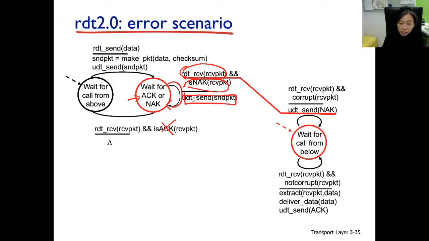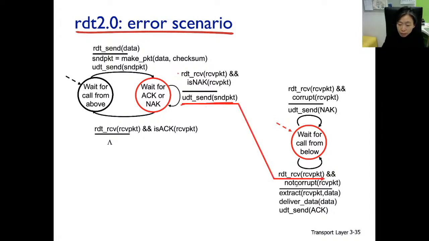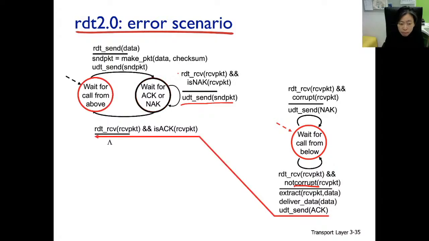So UDT send packet is what? Retransmission of the send packet generated earlier. Okay, and the sender here stays in the wait for ACK or NACK state. So this is taken and the packet is being sent again. But the second time, yeah, we're lucky. The second time it's not corrupted, therefore we trigger this transition and another packet is being sent back.